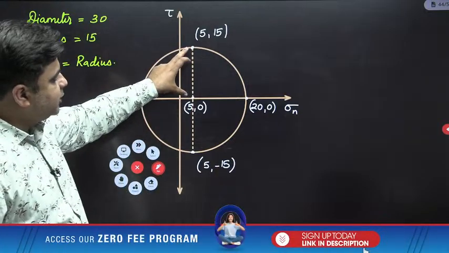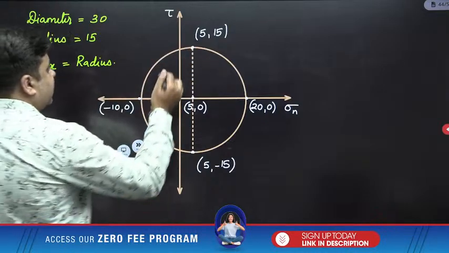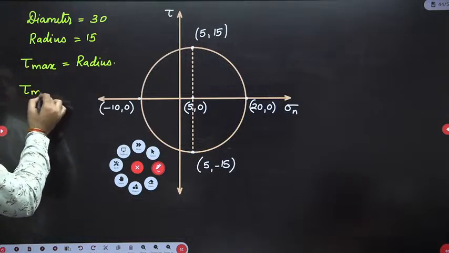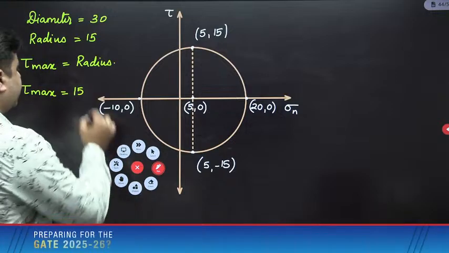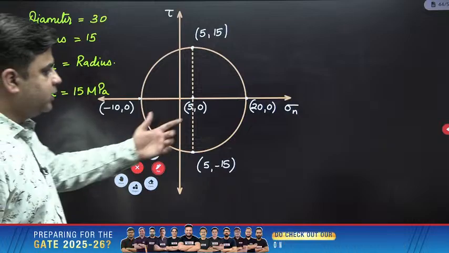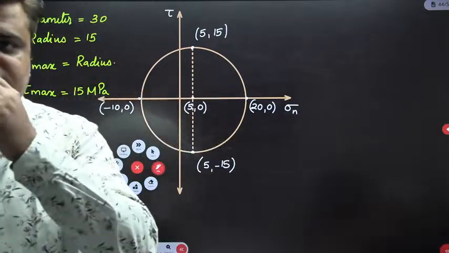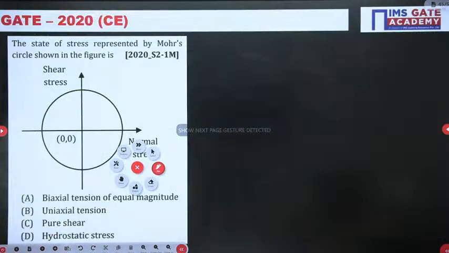This is maximum shear stress, which is nothing but the radius of the Mohr circle. So the maximum shear stress is 15. Tau max is 15 MPa. Okay, so this is how you need to draw the Mohr circle and write it down. Maximum shear stress is 15. Correct, Saundara. Absolutely correct answer. Please move ahead with this.